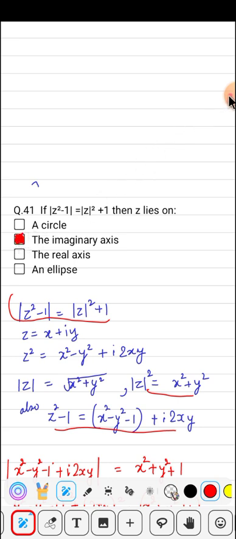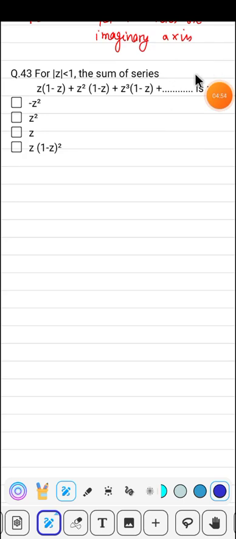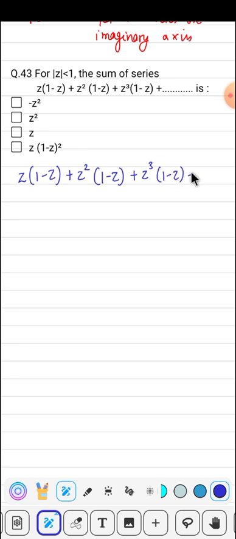Now let us solve the next question. So this is our next question, for |z| less than 1, the sum of the series z(1 - z) + z²(1 - z) + z³(1 - z) and so on is. So I can just consider it as a normal real number series. So z(1 - z) + z²(1 - z) + z³(1 - z) and so on.